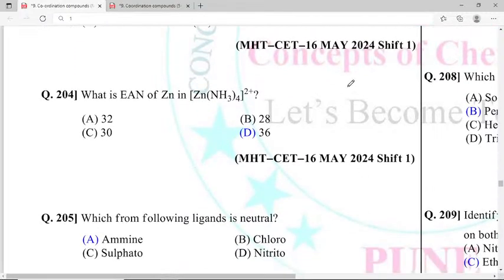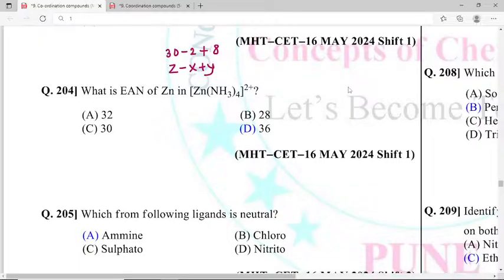What is the effective atomic number of zinc in the complex? Effective atomic number is Z minus X plus Y. So what is the atomic number for zinc? 30. 30 minus oxidation number plus 2, plus 4, 8. So 28. What is the calculation here? Okay, 28 plus 8. How much number here? 36.